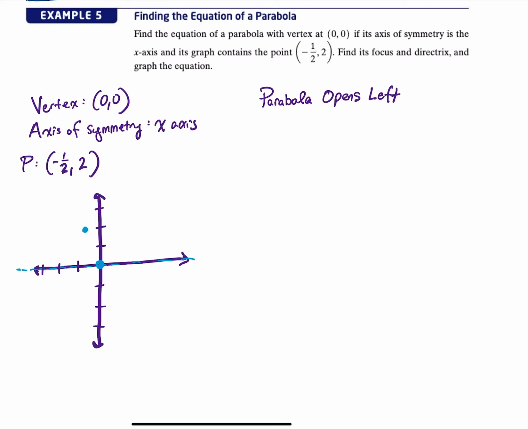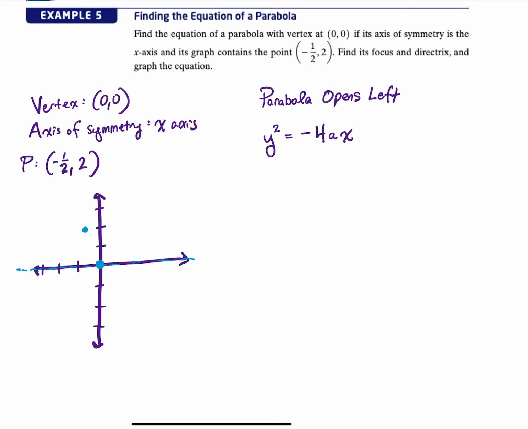So what would that look like? Well, it's opening horizontally, so it will have a y squared instead of x squared. And if it opens to the left, that means I should have a negative here. Negative 4 times some value a times x, where a will tell me the distance from the origin, or from the vertex to our focus point.